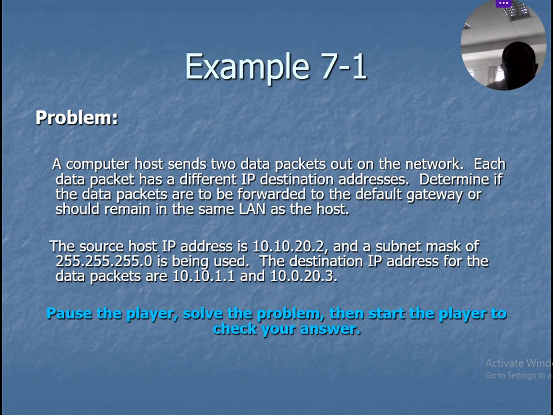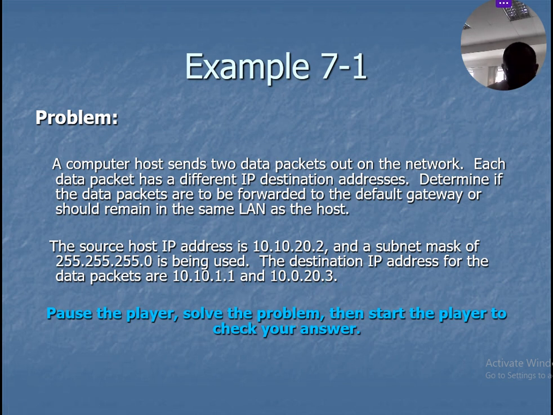We need three basic pieces of information: the source host IP address, the subnet mask, and the destination IP address, in order to do the calculation. Here is the information. The source host IP address is 10.10.20.2, and the subnet mask being used is 255.255.255.0. The destination IP addresses for the data packets are 10.10.11.1 and 10.10.20.3. Now let's solve this problem.